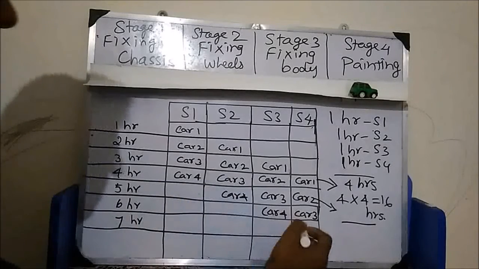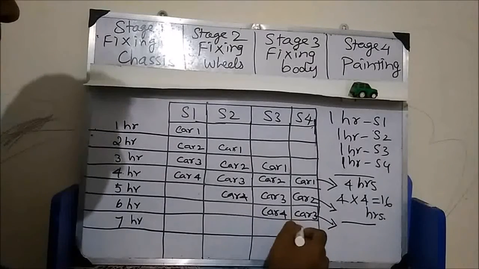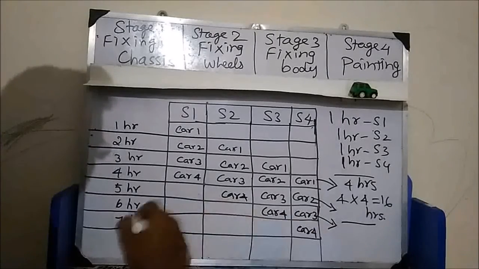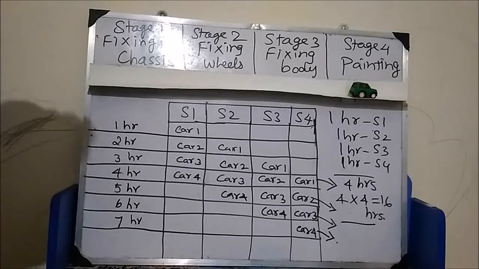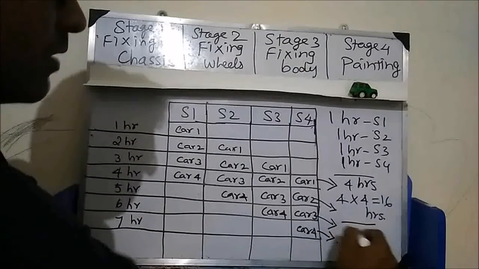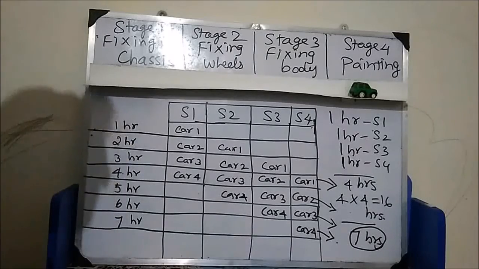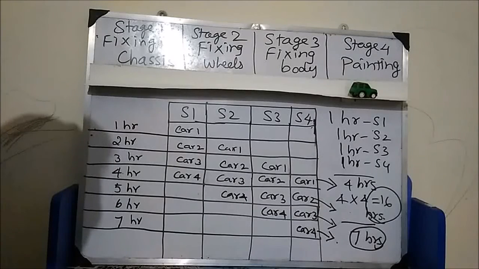At the seventh hour, car 3 is completed, then car 4 enters stage 4. At the end of the seventh hour, car 4 is completed. So if we use the pipelining technique, we need only 7 hours. But if you follow the sequential technique, we need 16 hours to complete the assembling of the same 4 cars.